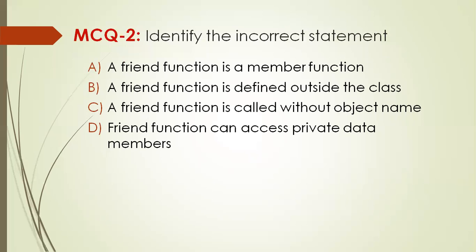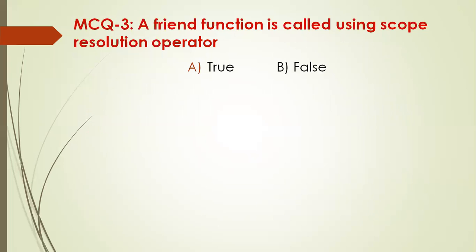Identify the incorrect statement. A friend function is a member function. No, that's a wrong statement. A friend function is defined outside the class. True. A friend function is called without object name. That is also true. A friend function can access private data. That is also true. Only incorrect statement is A. A friend function is called using scope resolution operator. False.